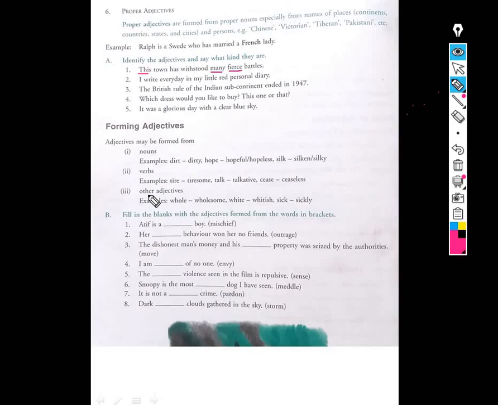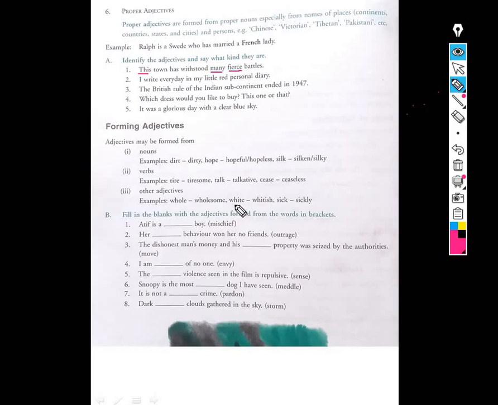Other adjectives. Adjectives can be made from other adjectives. Adjective किसी और adjective से भी बनाया जा सकता है. For example, whole. He played the whole day. तो सारा दिन. Whole means complete, मुकम्मल. This is already an adjective, but we can make from whole another adjective, that is wholesome. Wholesome means health giving, healthful. ऐसी चीज जो सेहत बख्श होगी. Try to eat wholesome foods.